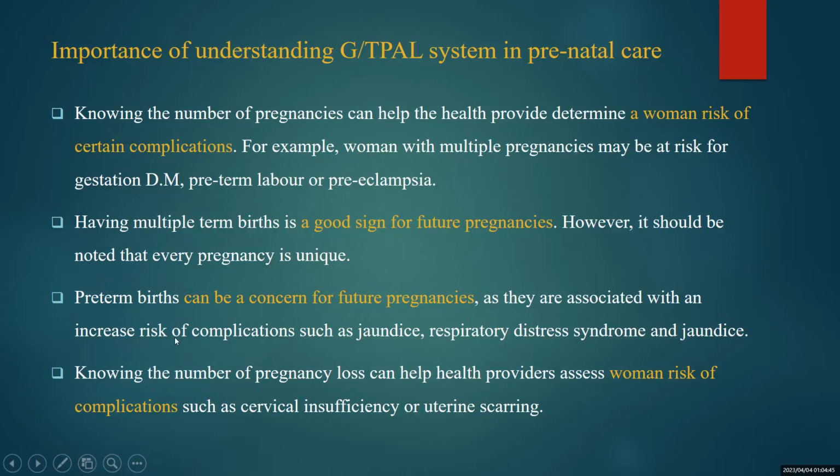The third importance is that preterm births can be a concern for future pregnancies, as they are associated with an increased risk for complications such as respiratory distress syndrome and jaundice. And the fourth one is that knowing the number of pregnancy losses can help healthcare providers assess a woman's risk for complications such as cervical insufficiency or uterine scarring.